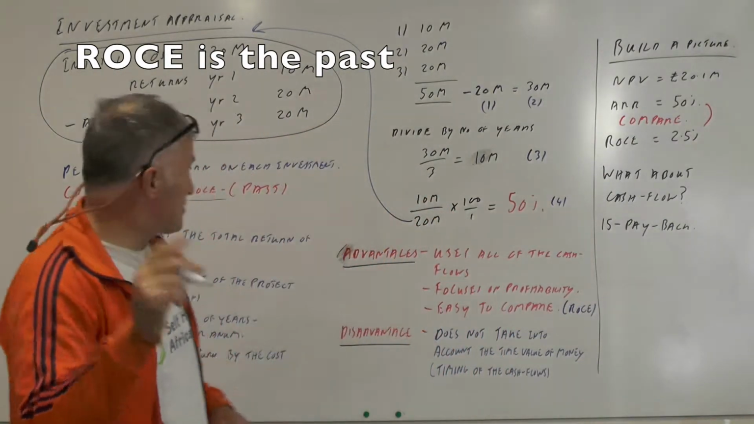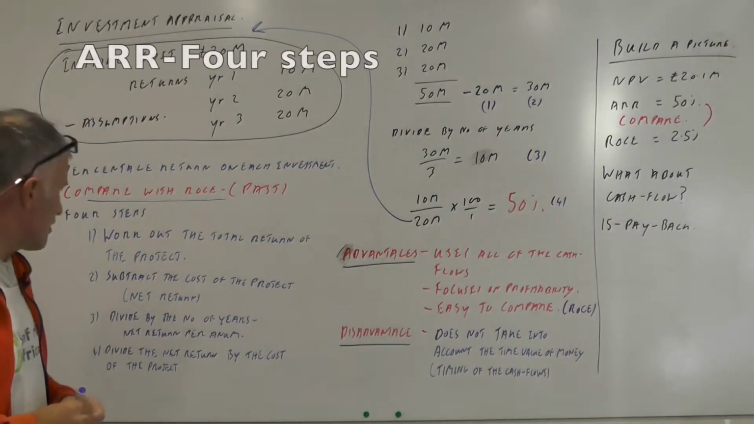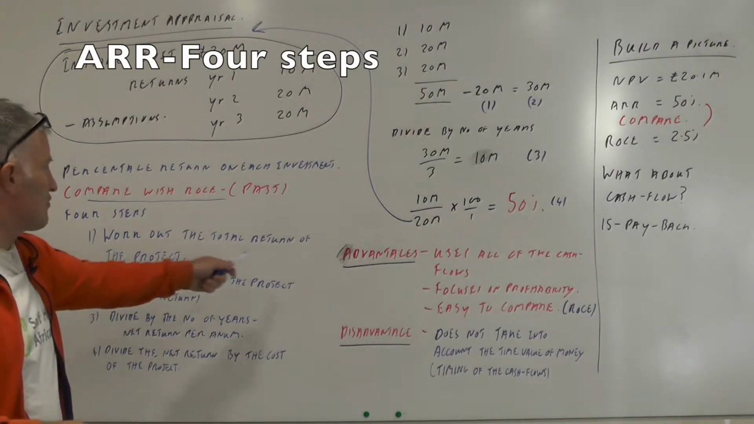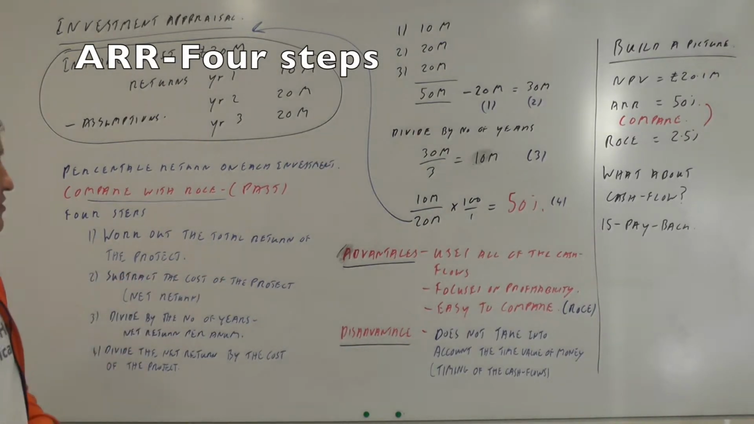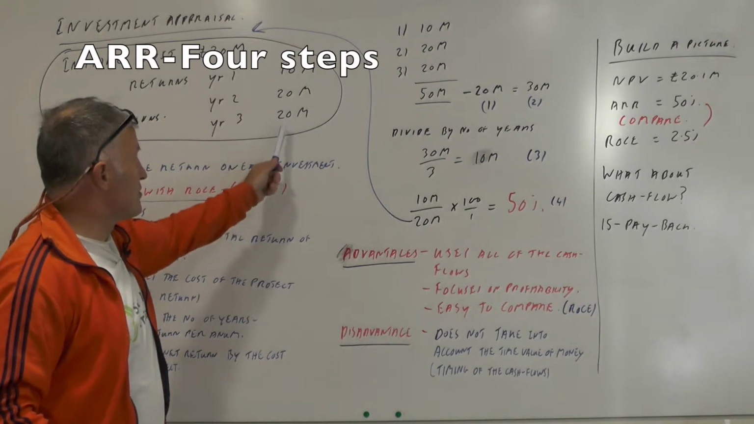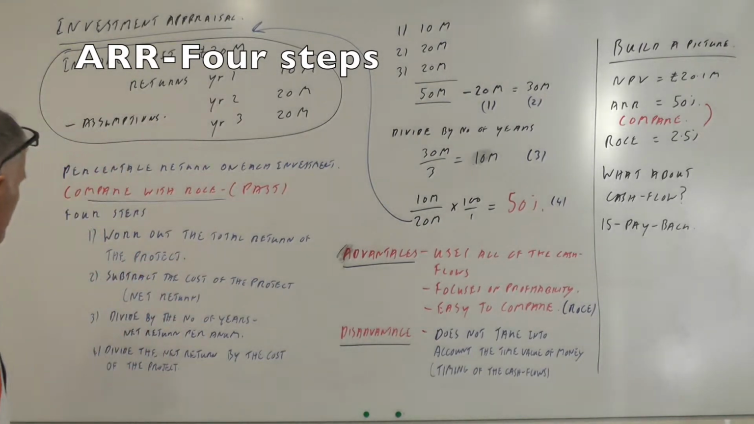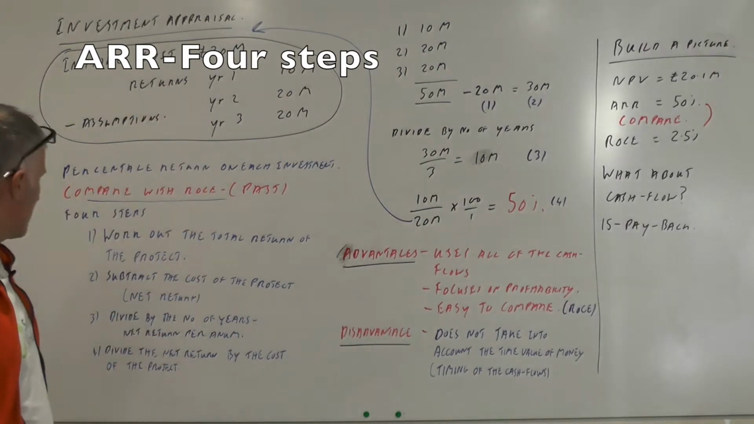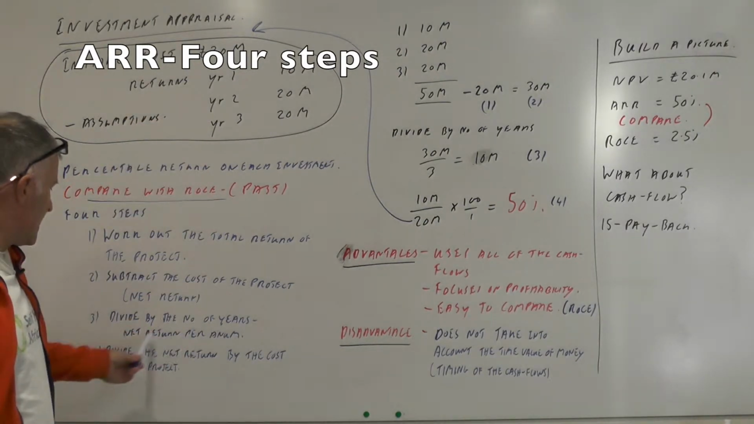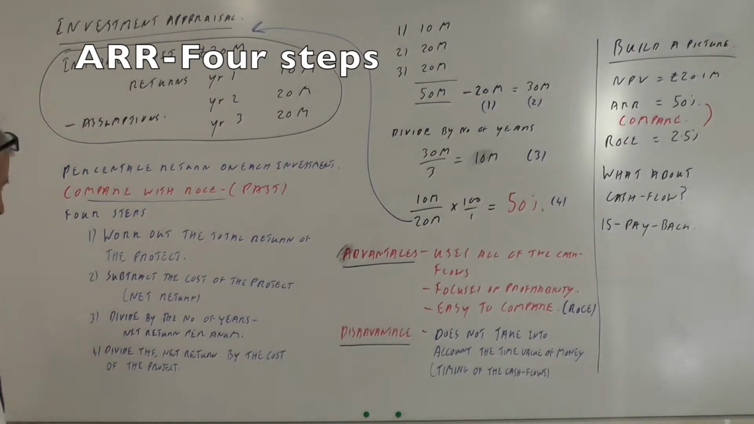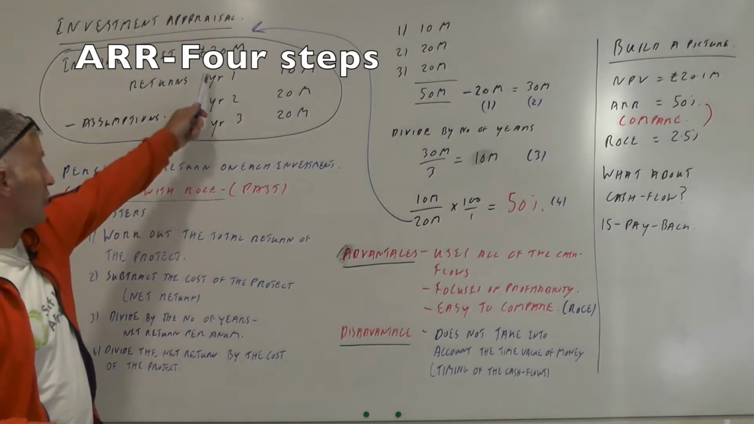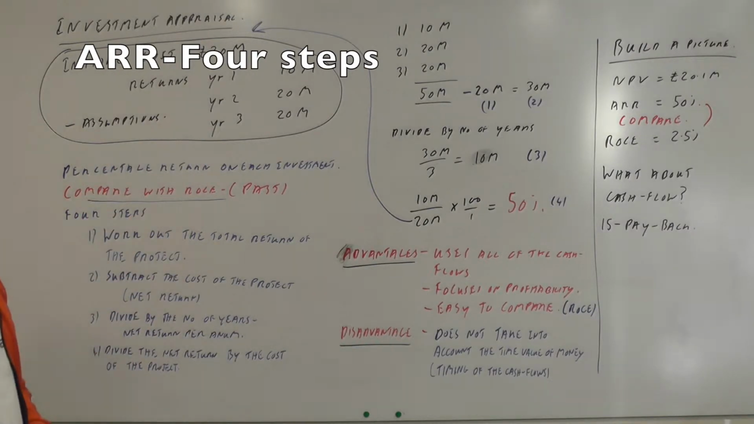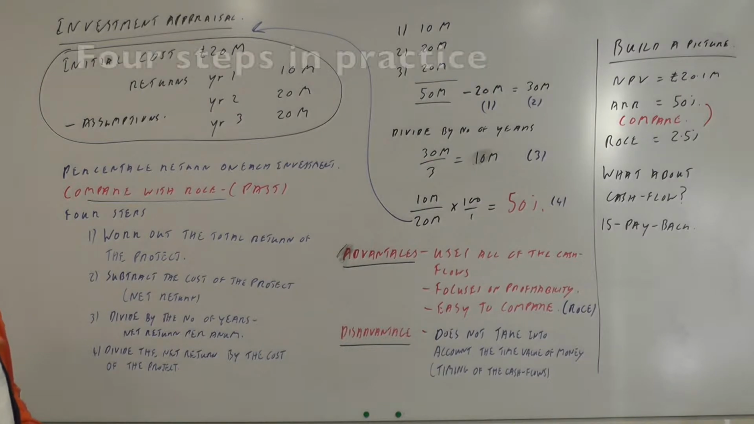There are 4 steps in working out the average rate of return. You work out the total return on the project, which is pretty easy. You just add up all these numbers here, which come to £50 million. Then you subtract the cost of the project, which here is 20 million. Then you divide by the number of years. That gives you the net return per annum. Then once you've got that figure, you divide that again by the initial cost. So you use the initial cost twice.